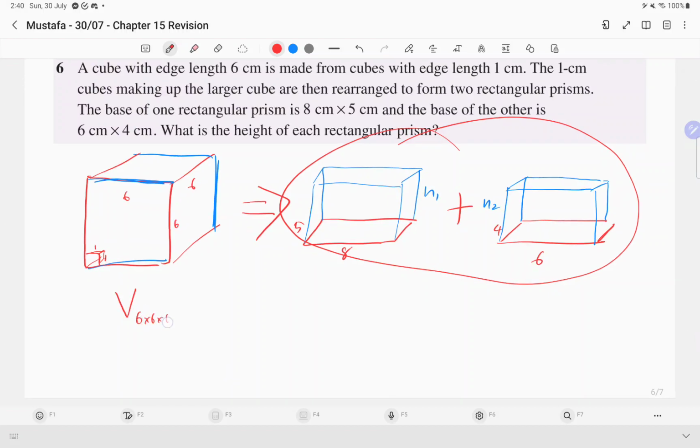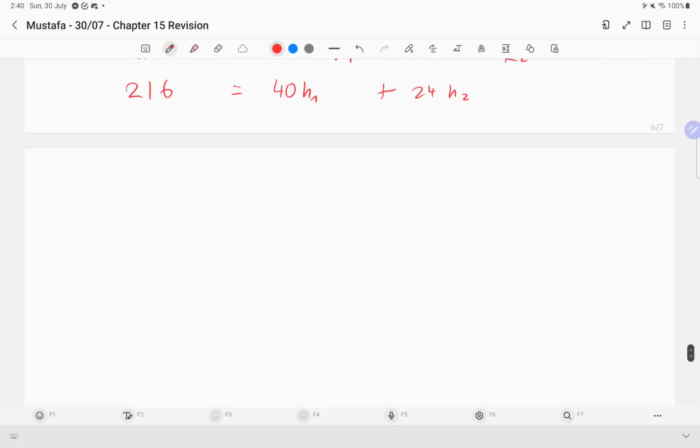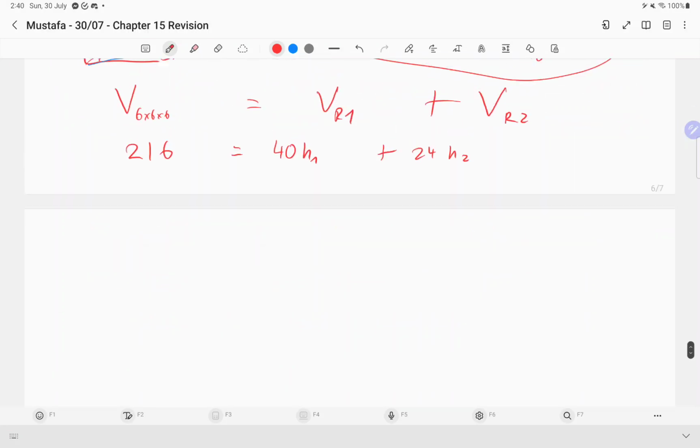Volume of the 6 by 6 by 6 must be the same as volume of rectangular prism 1 plus the volume of rectangular prism 2. Does it make sense? Because all the cubes don't go away, they're still there, so the volume must be the same. The volume of a 6 by 6 by 6 is 36 times 6, that's 216. What's the volume of rectangular prism 1? It's 40 times h1, area of base times height. Plus, what's the volume of the second one? It's 24 times h2. Now, how do we find h1 and h2 here?